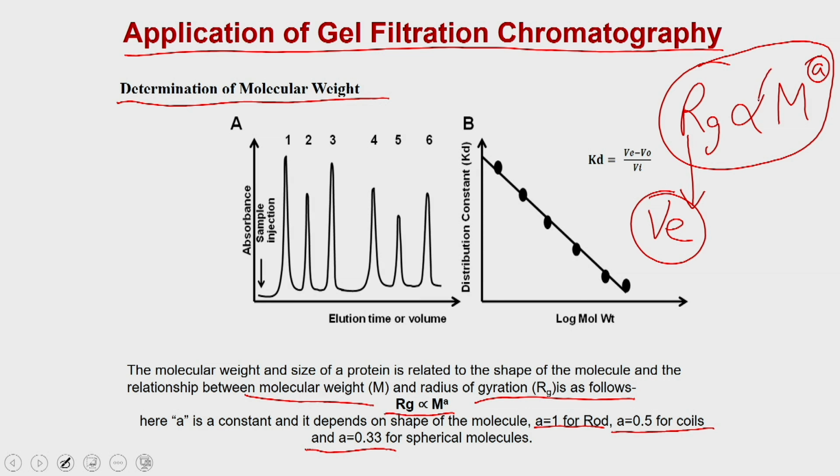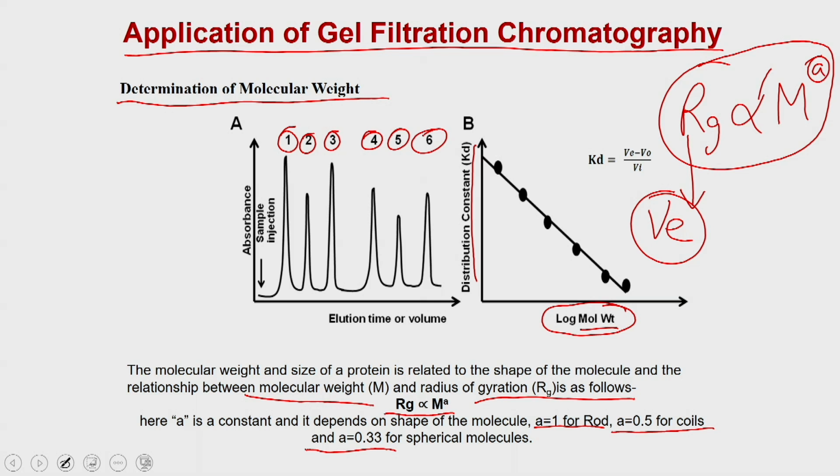So, to determine a molecular weight, you can calibrate this column simply by running proteins of different molecular weights, and then you plot this. That will give you a calibration curve between the log molecular weight and the distribution coefficient Kd of all these individual proteins which you are using for calibration, and all these proteins are globular in nature. That is why they are going to follow the basic principle of gel filtration.